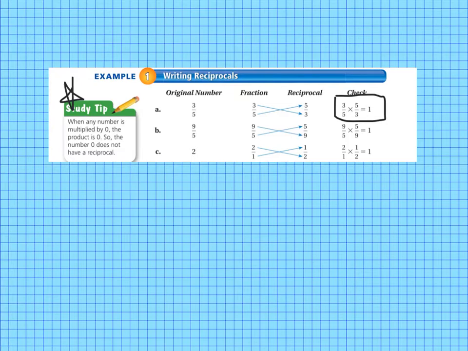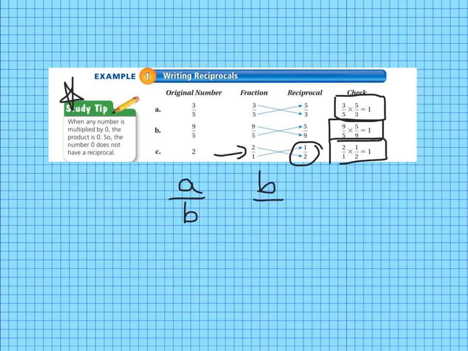Letter B, 9/5, we multiply that by 5/9 and we get 1. Letter C, 2. So 2 as a fraction, remember any whole number is itself over 1. So 2 is 2 over 1, and so its reciprocal is 1/2. 2 over 1 times 1/2 equals 1. So a reciprocal, if you have A over B, its reciprocal is B over A.